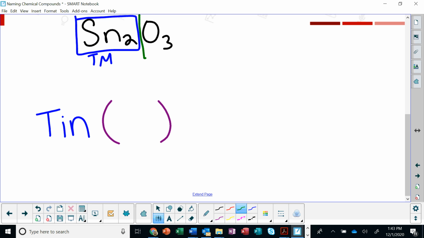And then I need to know the name of this. Go to the periodic table, you see O is oxygen. We have to change the ending to -ide, so this is going to be oxide. Now we need to find the charge. So I need to find the charge on this part first, on the non-metal or the polyatomic. So I have to find the ending first.